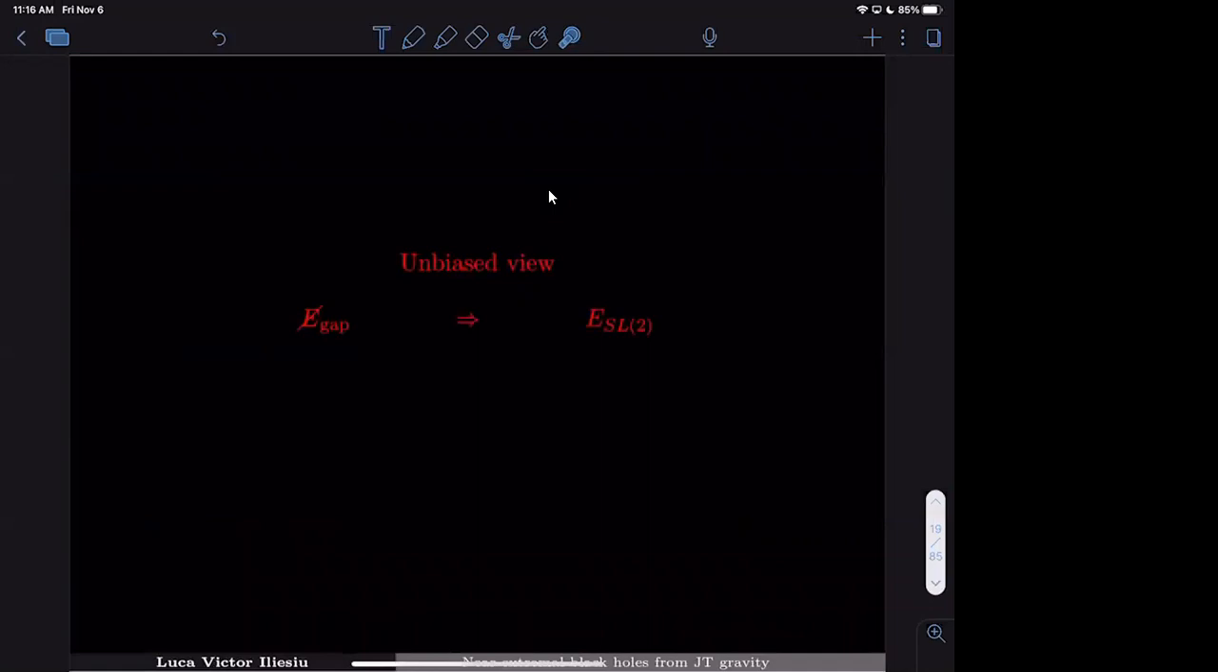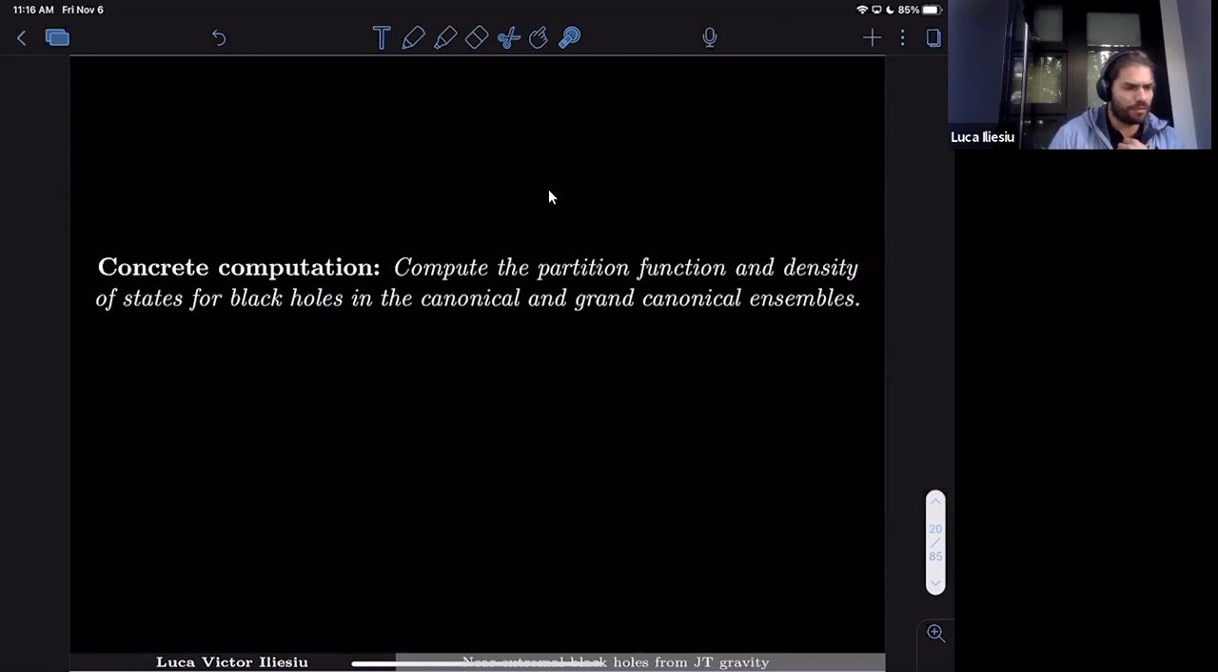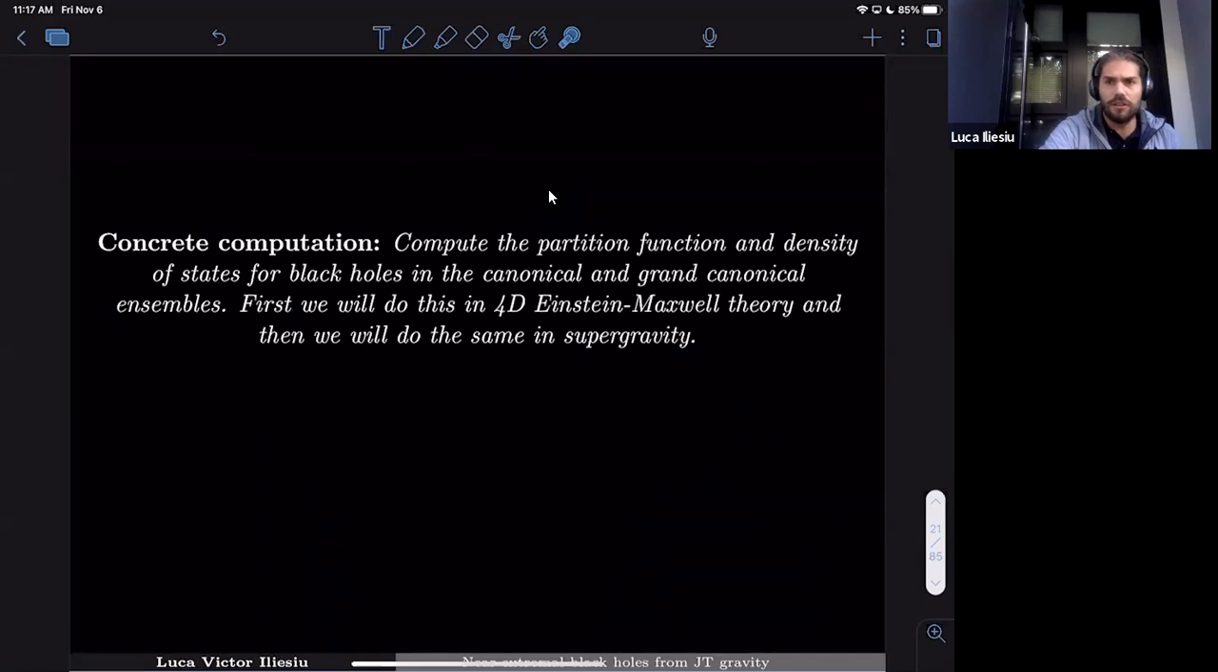Okay, so the concrete computation that I'll try to explain today is how to compute the partition function and density of states for such black holes at energies or temperatures proportional to the gap scale that people discussed in the 90s, in the canonical and grand canonical ensembles, so for fixed charges or for fixed chemical potentials. First, I'll do this for black holes in 4D Einstein-Maxwell theory, so just gravity in our own universe coupled to electromagnetism. And then if I have time, I'll do the same in supergravity, or at least I'll show you the results in supergravity and show you that there's a major difference between the black holes that have supersymmetry and those that don't.